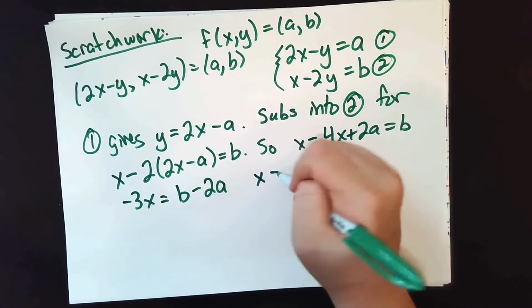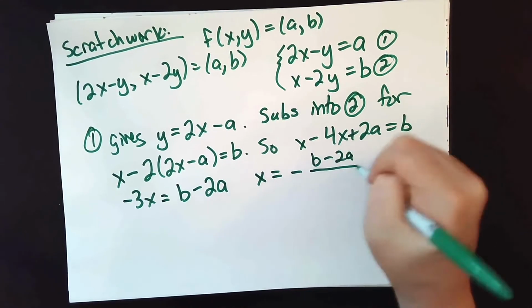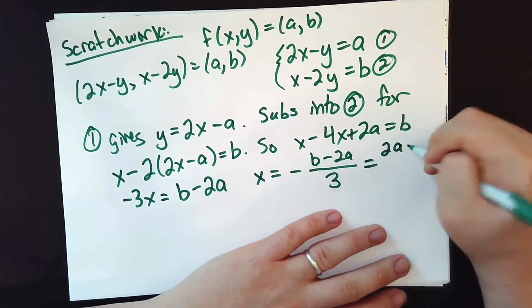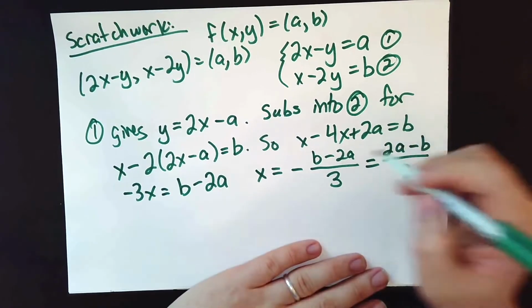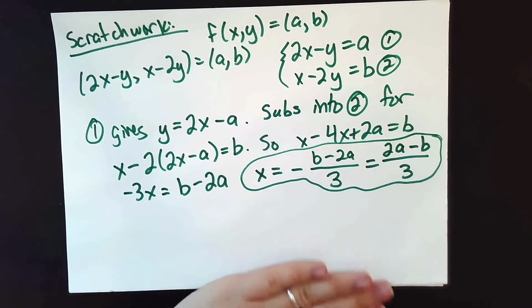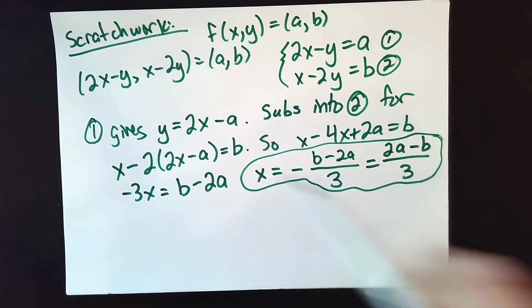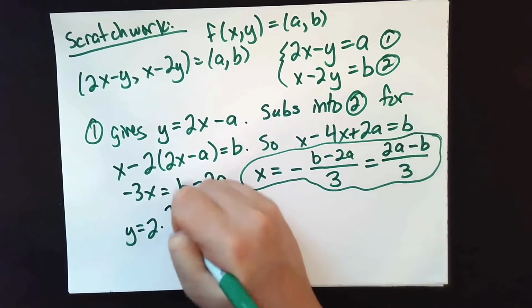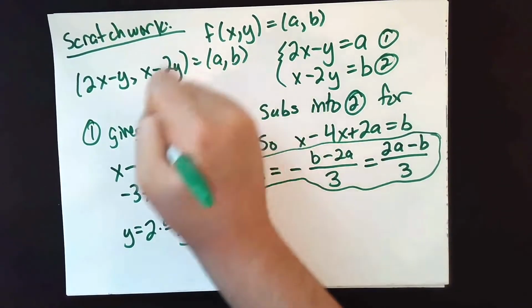So x is minus b minus 2a over 3, or, if I want to write that more cleanly, that is 2a minus b over 3. Remember, this page is scratch work, so I don't have to write it up super neatly, just neatly enough that I know what my x is supposed to be in my proof. And then what's y? Well, y is 2 times x, so it is 2 times that, minus a. I'm just copying out of that equation.